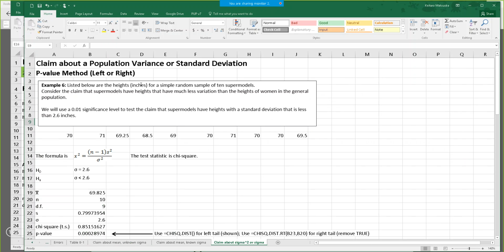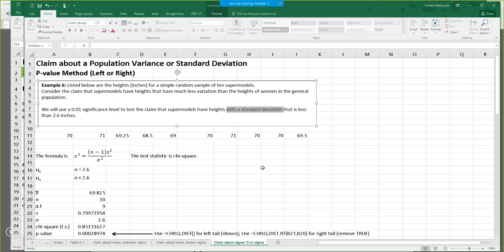Okay. So let's look at this. So consider the claim that supermodels have heights that have less variation than the heights of women in the general population. Let's use the significance level 0.01 to test the claim that the supermodels have heights with a standard deviation that is less than 2.6 inches. So I know it's the hypothesis testing problem because it says to test the claim. I know it's going to be a standard deviation problem because it says so in the problem.